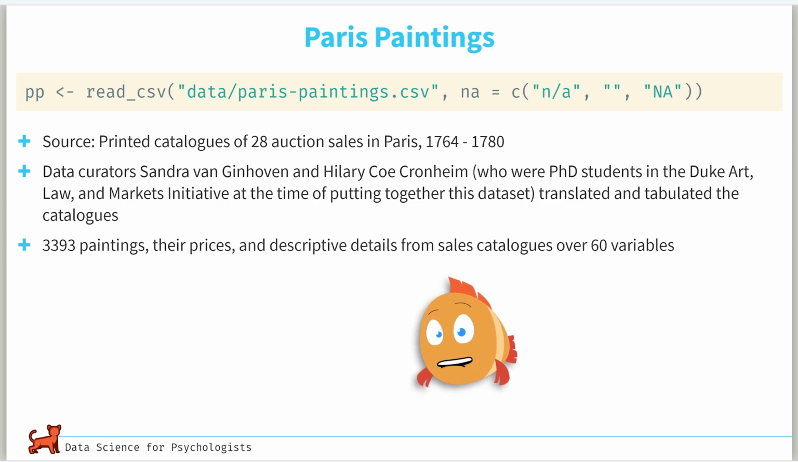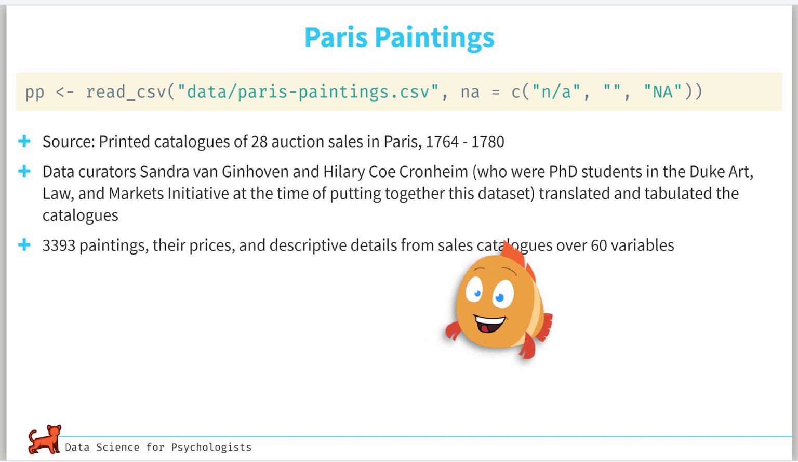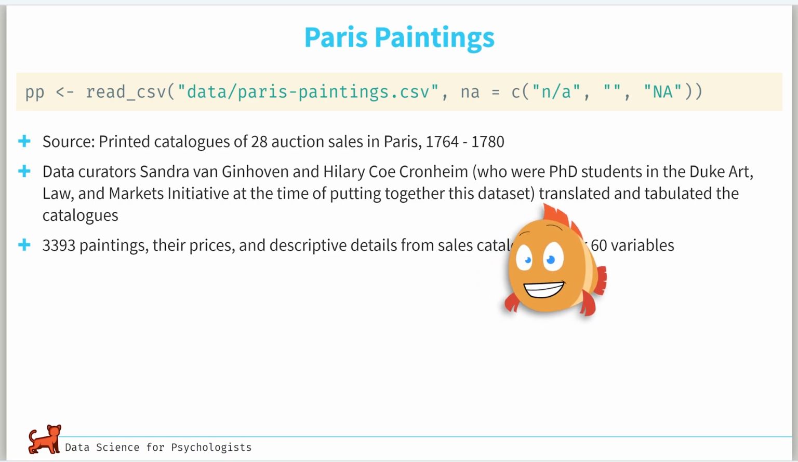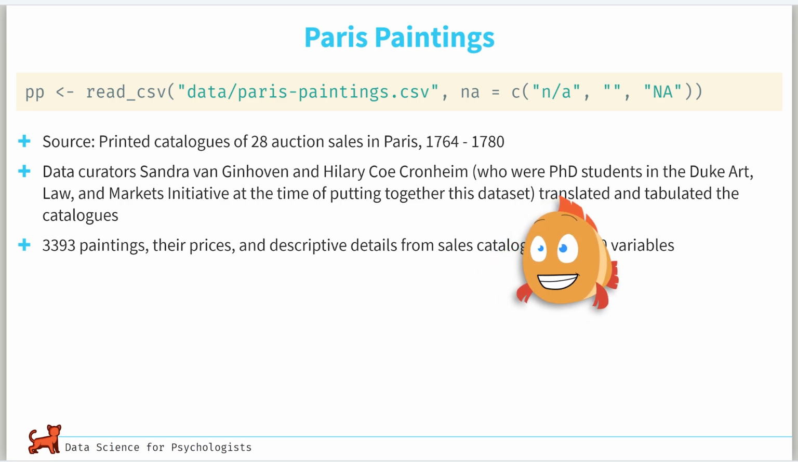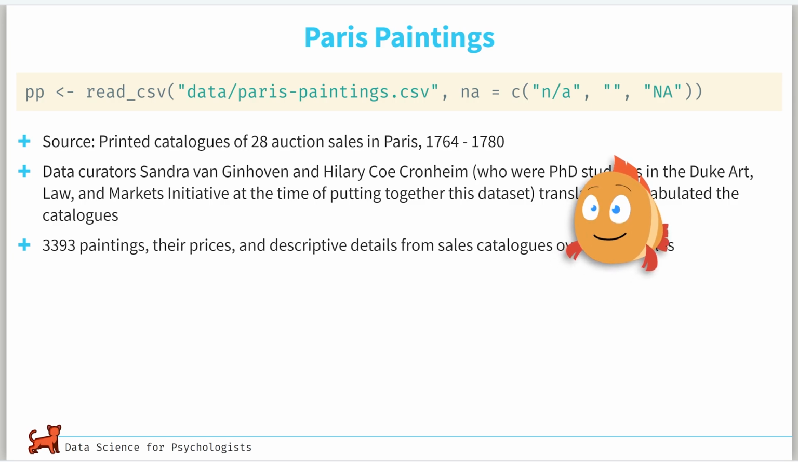This data is just beautiful and awesome, and we're showing it here. And it consists of 3,393 paintings, their prices, as well as descriptive detail from these sales catalogs of over 60 variables. It's a pretty cool data set. So that's why it's here.